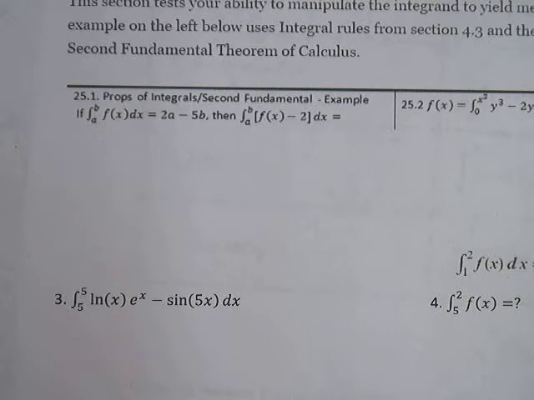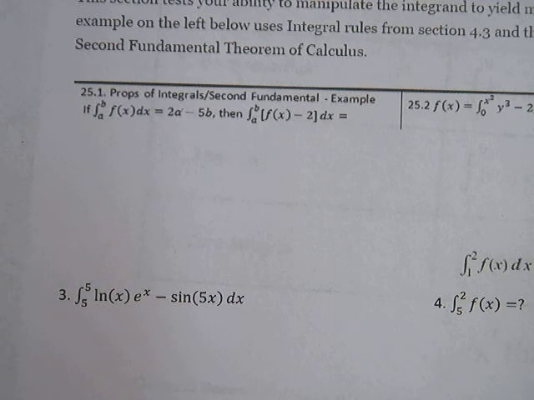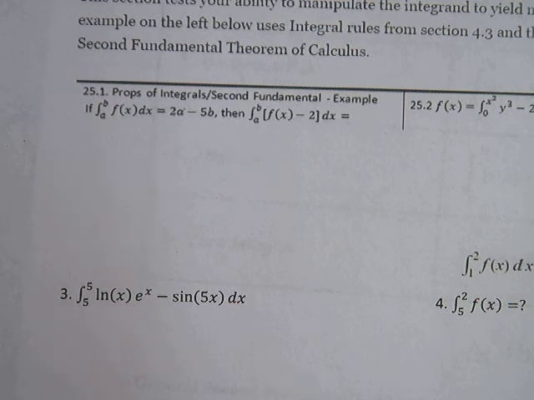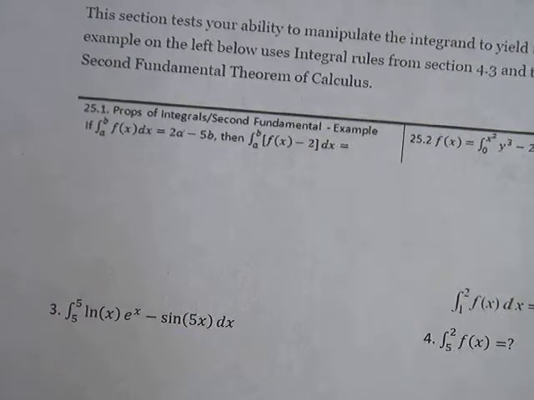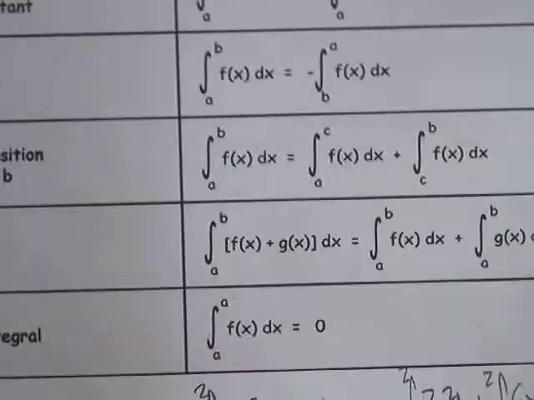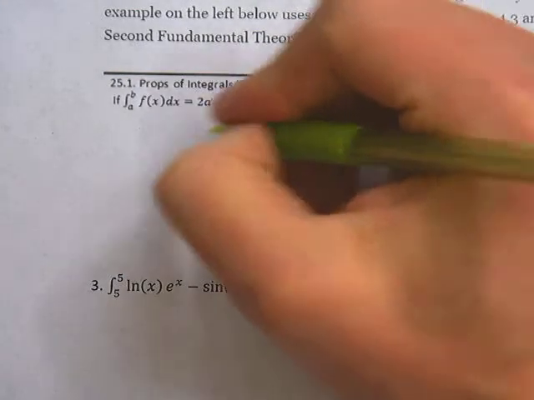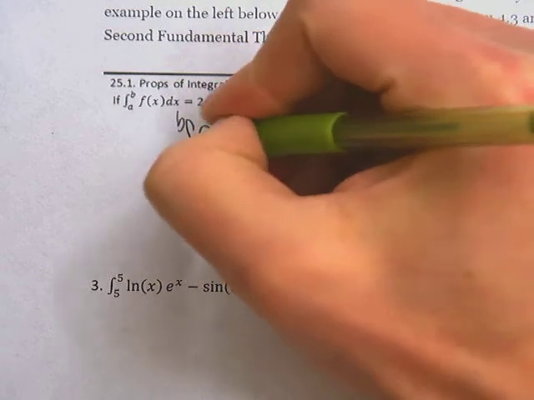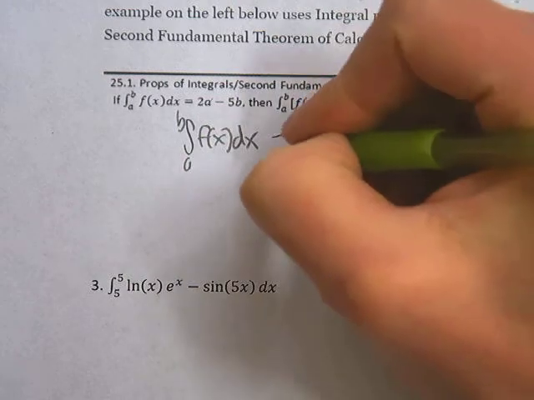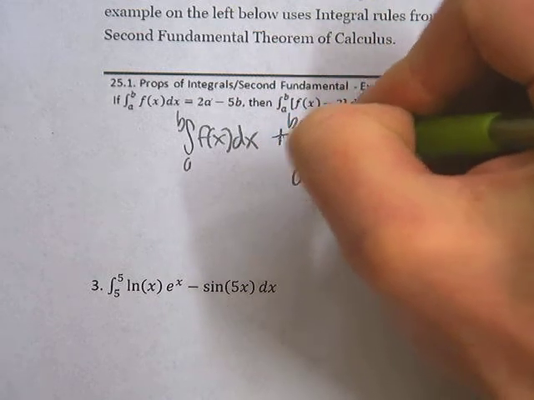So start with the first problem I threw on here. I said the integral from a to b of f of x is 2a minus 5b. Then I said, what is the integral from a to b of f of x minus 2? This is one where we want to use, let's go back to our rules, the addition rule. We can split it into two integrals because there's addition in this. So I'm going to split this into the integral from a to b of f of x dx, or we'll just do plus, the integral from a to b of negative 2 dx.